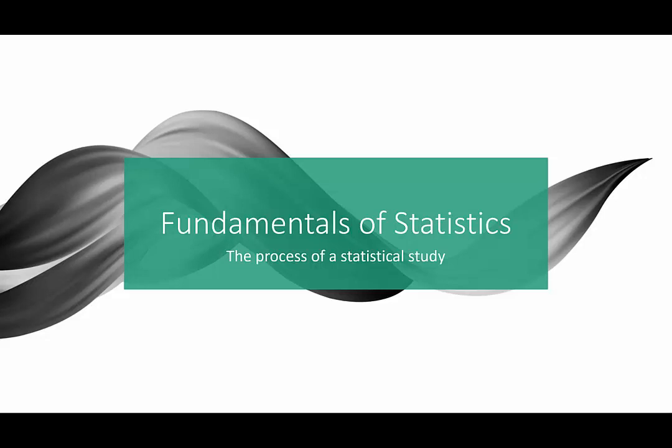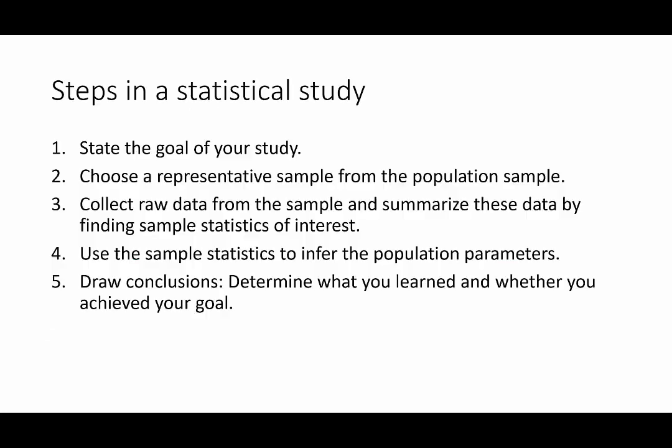Let's talk about the process that they use and that we generally use for a statistical study. The 5 steps are listed here. So step 1, state the goal of your study. What are you trying to figure out here? Or what are you trying to show? Step 2, choose a representative sample from the population. And we are going to talk about how we do step 2 in just a little bit.